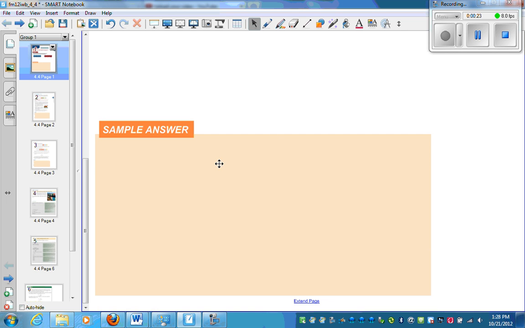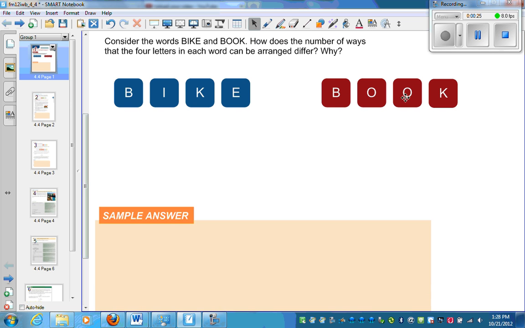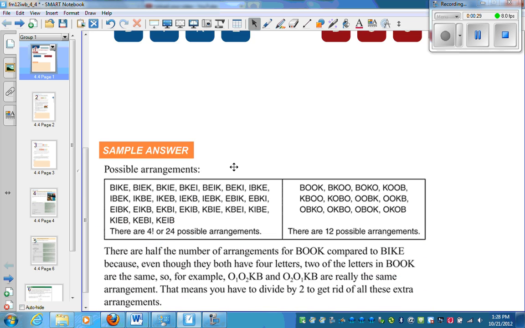But this book word is a little different because those O's are not distinguishable. They are identical. So here someone has gone and made all the arrangements. So like I said, this was 4 factorial or 24. But book, there's only 12.